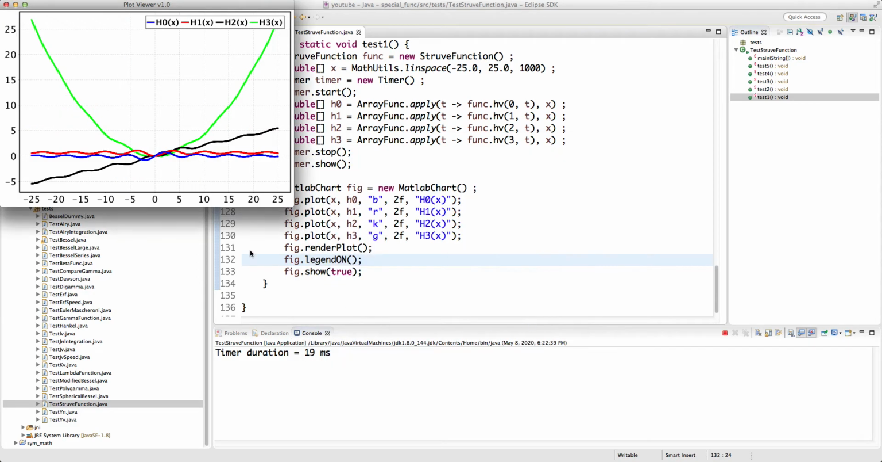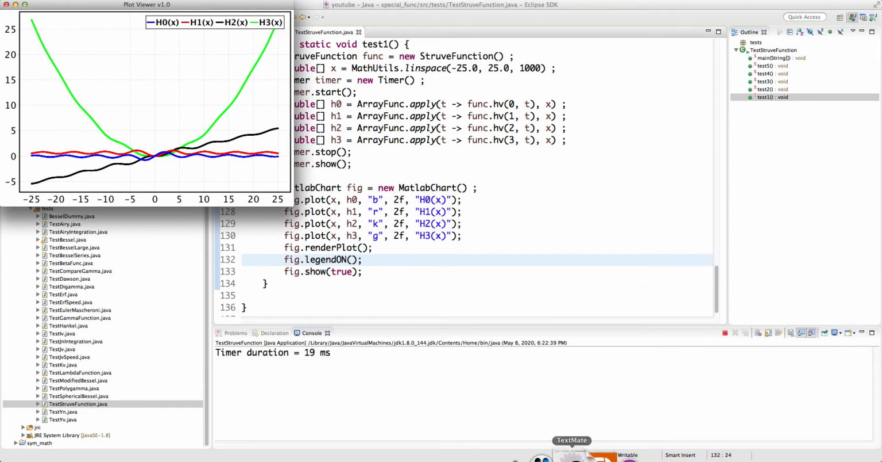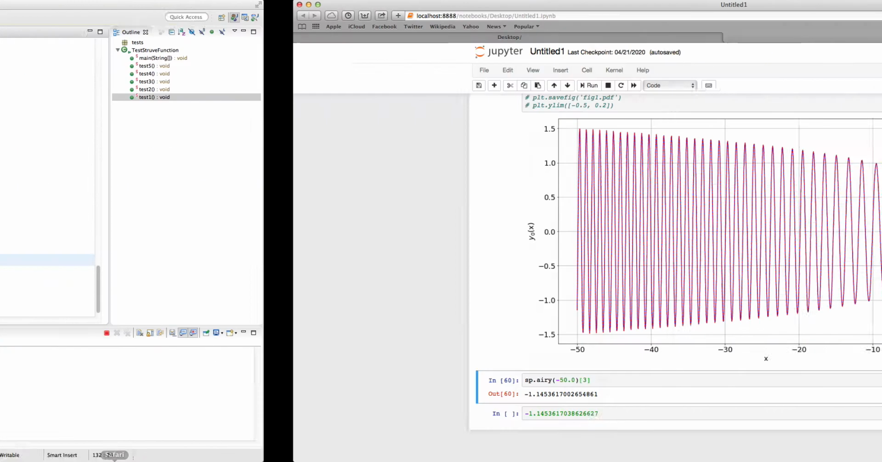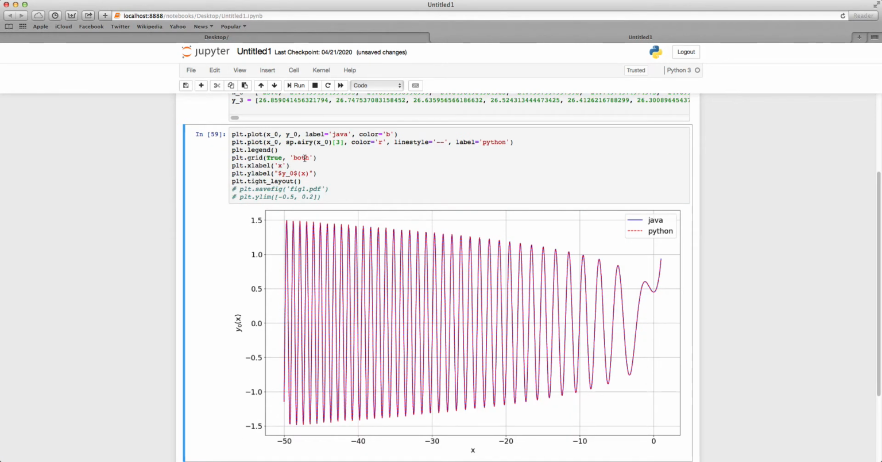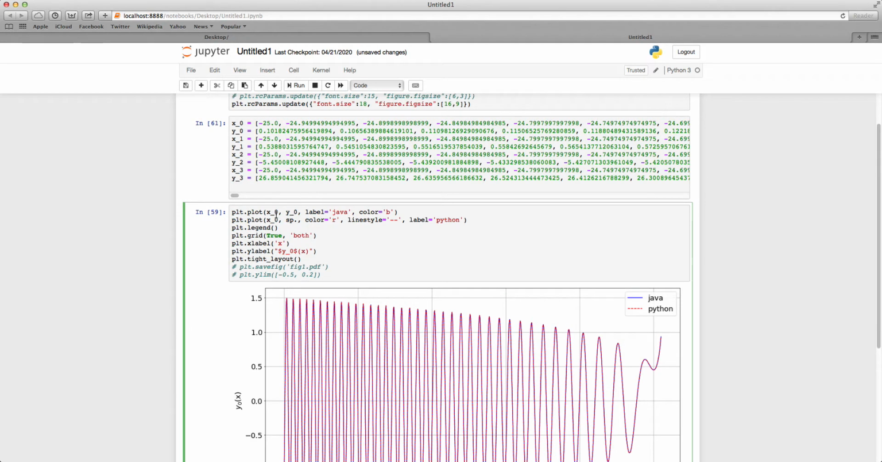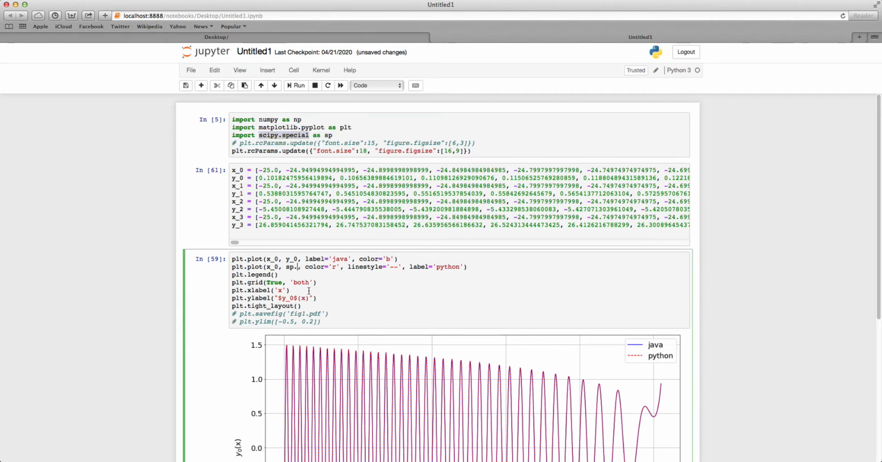So let's export to Python. It saves as a text file. Let's open it in a text editor, copy all the values, and then go to the Jupyter notebook and paste it. All right. So let's see. What we want here is from SciPy Special. So this SP is basically an import alias for the SciPy special module, and we're going to call a Struve.